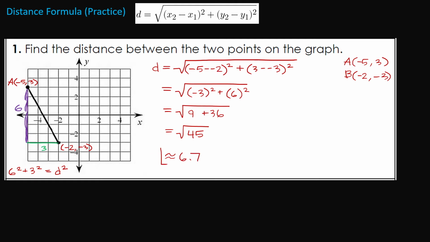6.7 units. If we were to solve using the Pythagorean theorem, like I did over below the coordinate plane, d would also be approximately 6.7, or the square root of 45. They're the same thing. One is using algebra, the other is just using order of operations.